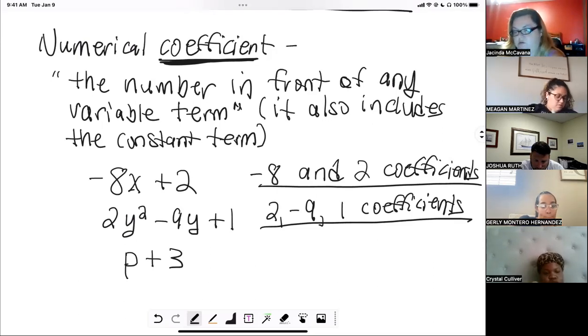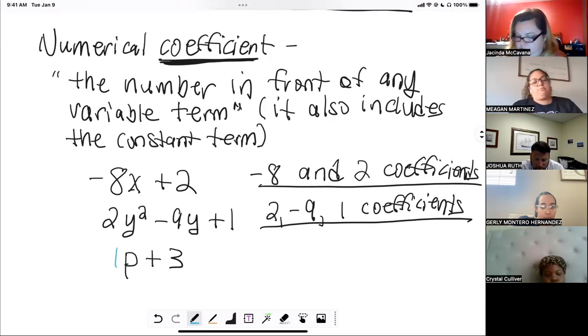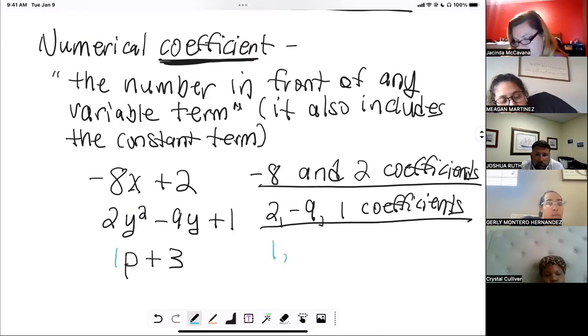But just like there's no x to the 0 power after 2, there is an implied 1 in front of p. There is an implied 1 in front of any variable that's just by itself. And so my coefficients are 1 and 3.